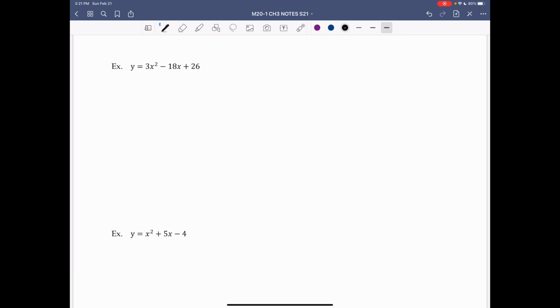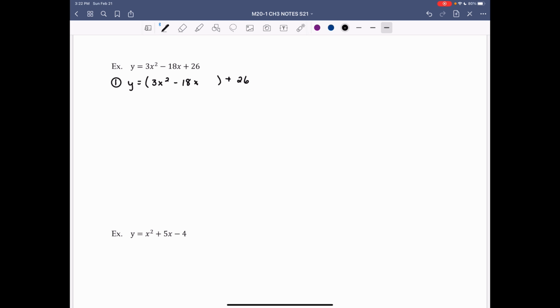Next one, y equals 3x squared minus 18x plus 26. It's in general form, so I can go ahead with step number 1. Y equals bracket, group the first two terms, 3x squared minus 18x, leave a space, close the bracket, plus 26.